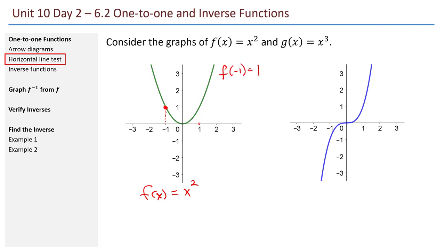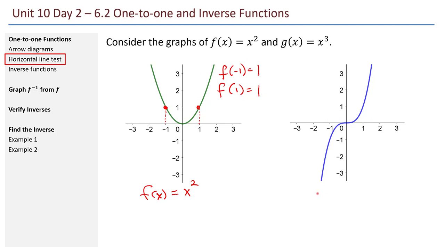But if I plug in a positive 1, the answer I get out is also 1. f of 1 equals 1. So look at that. Two different inputs, -1 and 1, that produce the same output, 1. We say that -1 gets mapped to 1. 1 gets mapped to 1.